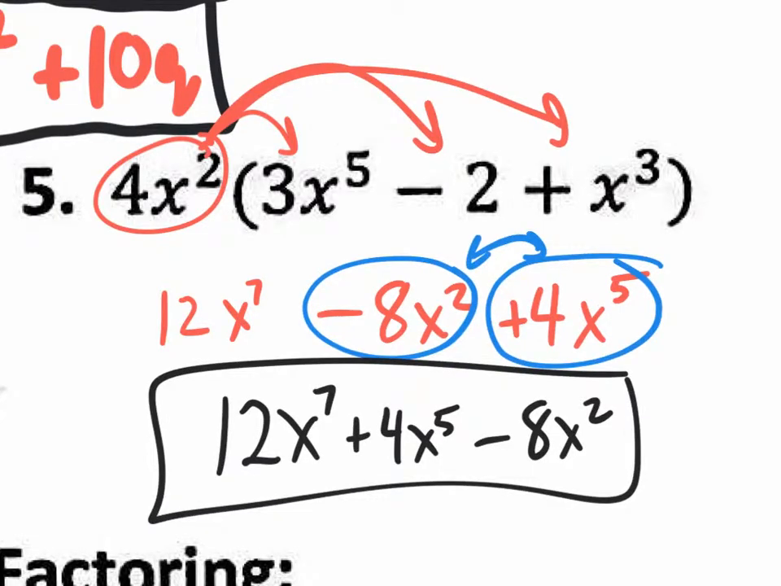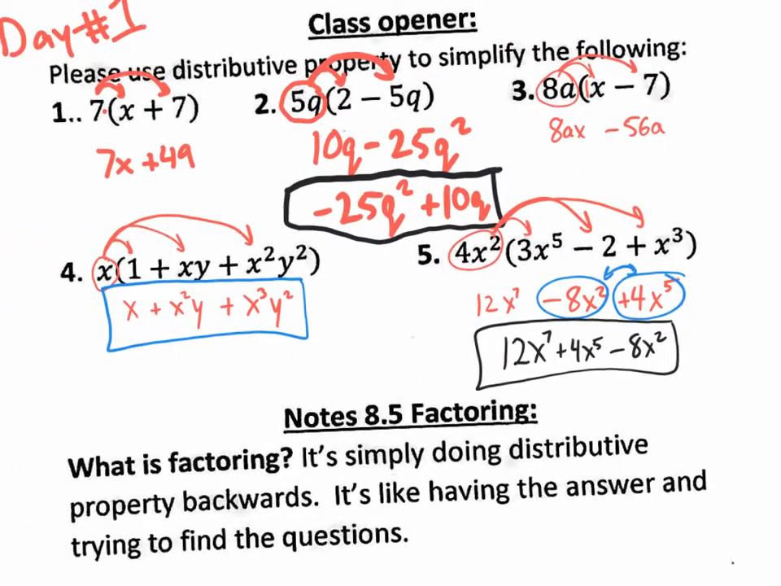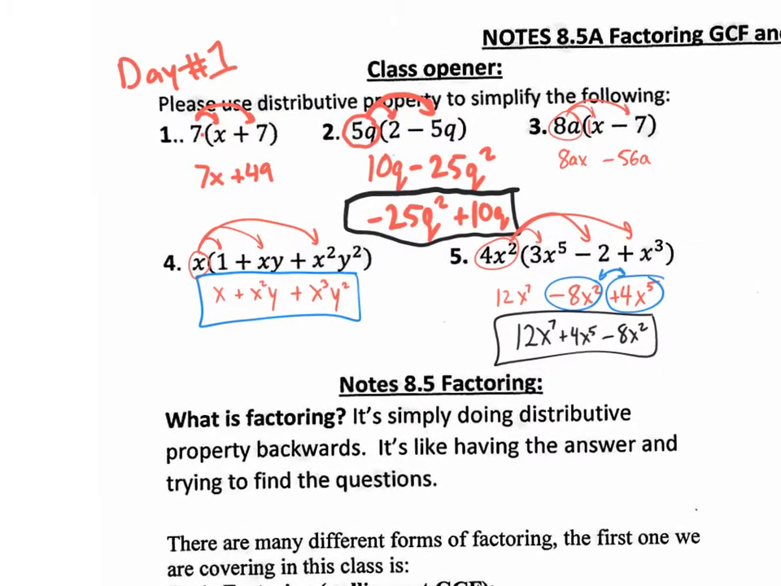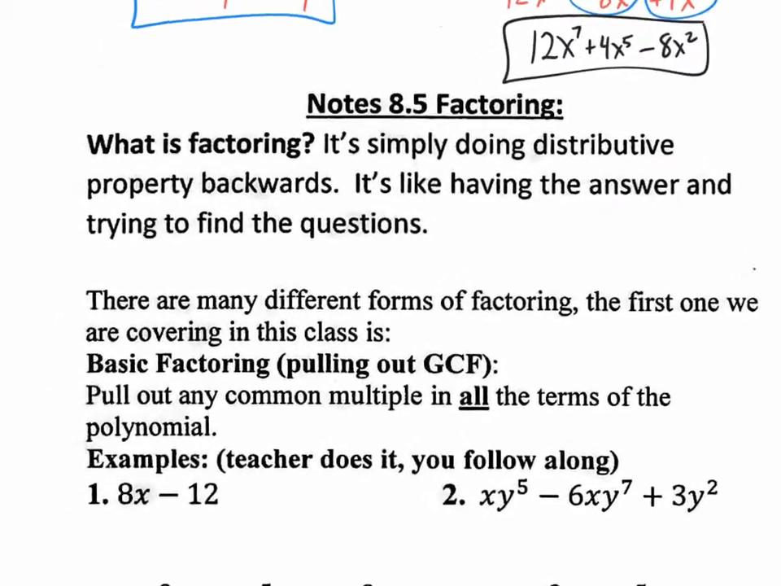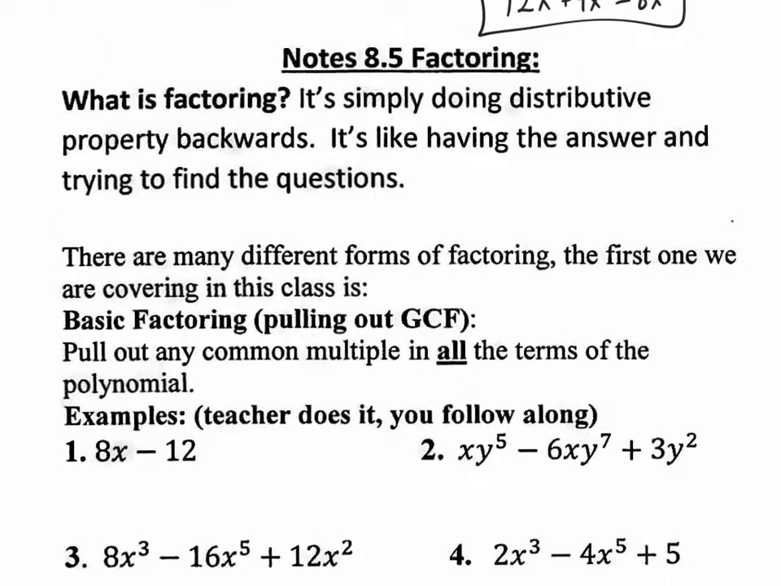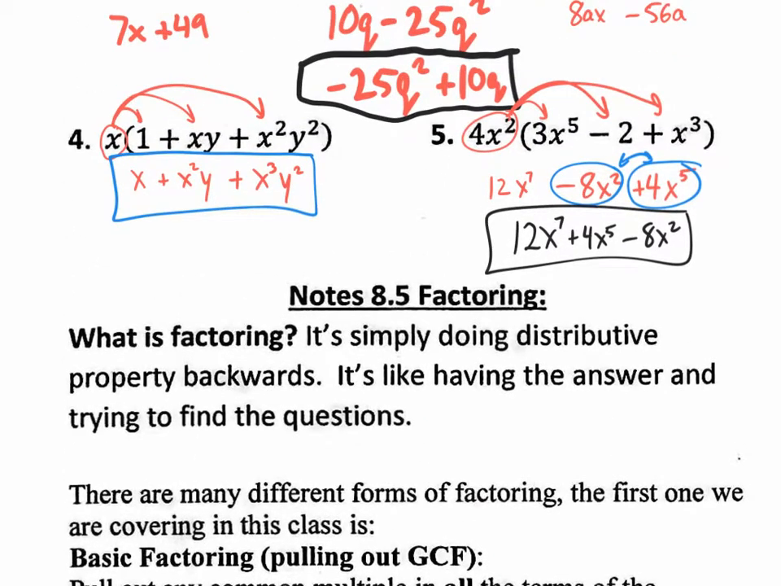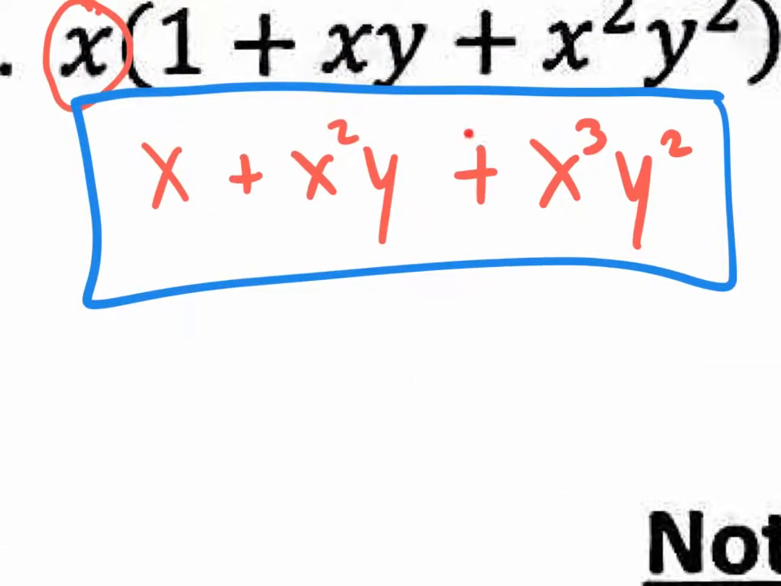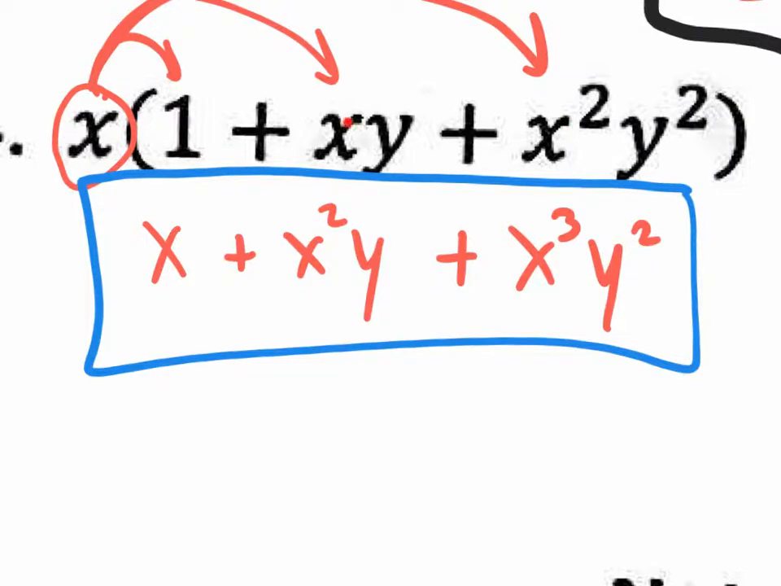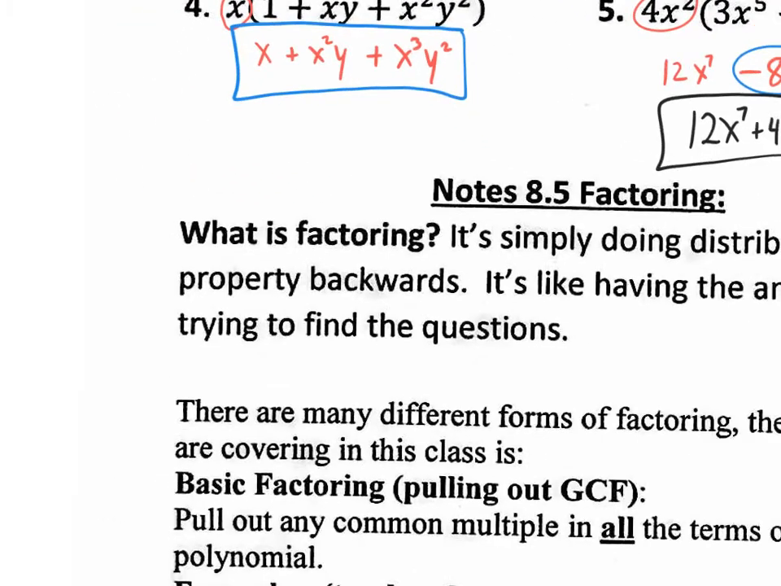That's it. Okay, so we know how to distribute a monomial into a polynomial. And that's an essential skill for what we're going to be doing right now. We're going to start factoring, all right? Factoring. What is factoring? It's simply doing distributive property backwards. It's kind of like having the answer and trying to find the question, right? So I'm going to give you something like this answer, and I want to ask you to factor it, which is a reverse distributive property, so you could get to this original question. All right? Let me show you what I mean by that.